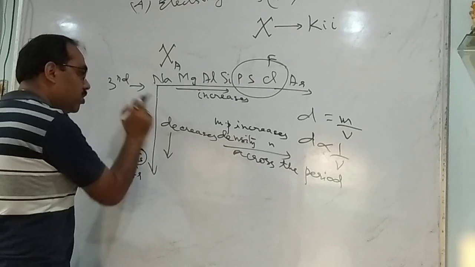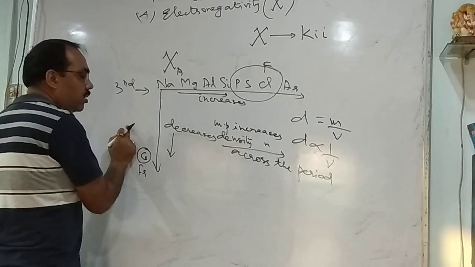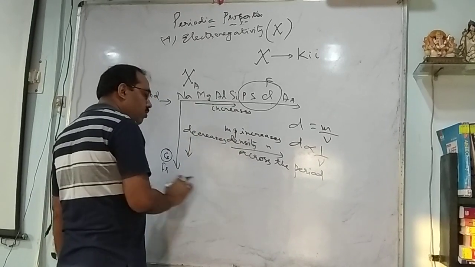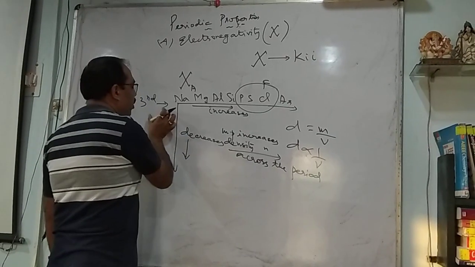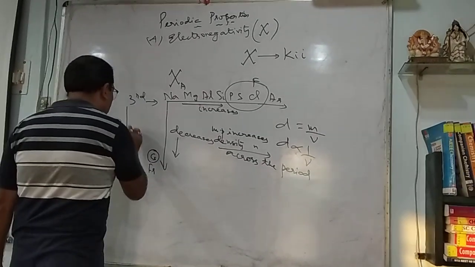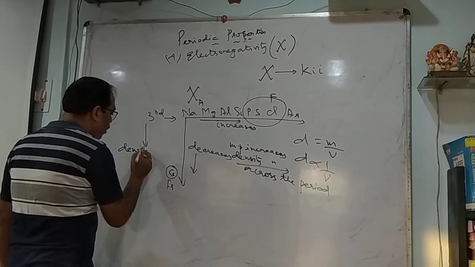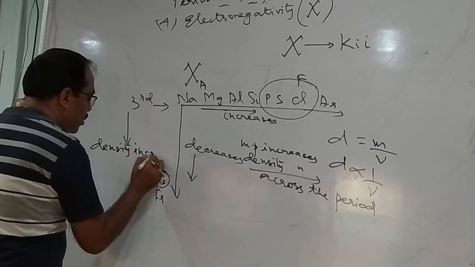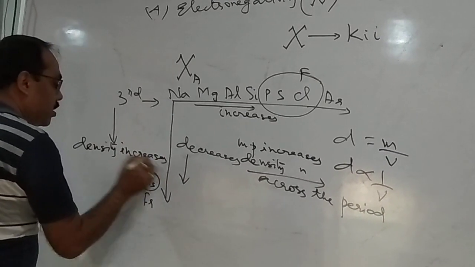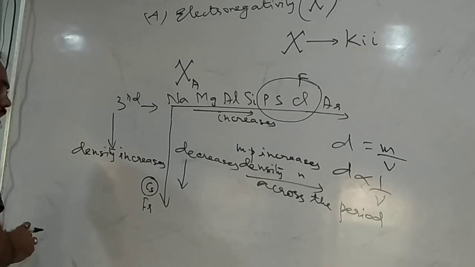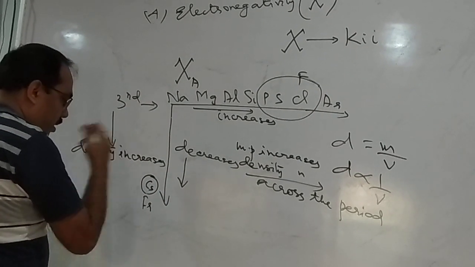When you come down the group, definitely the volume increases, but the mass dominates over the volume because the number of electrons, protons and neutrons all increase. Due to this, when you come down the group, the density increases.